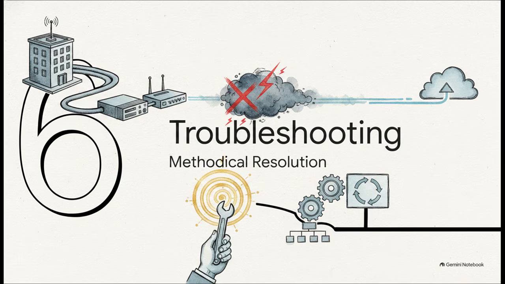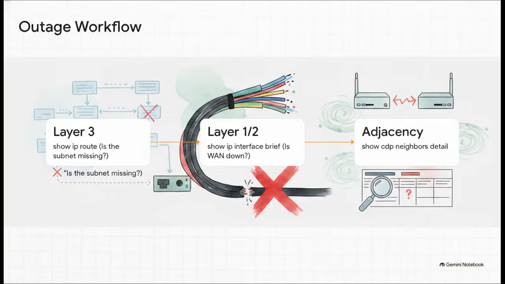Section 6. Troubleshooting and the golden sequence. Methodical outage resolution. Okay, the perfectly configured branch office suddenly goes dark. First rule, do not panic. Be methodical. Start at layer 3 with show ip route. Is the subnet entirely missing? If so, you've got a routing issue. If it's there, move to show ip interface brief. Is the WAN physically down? If the interface is up, run show cdp neighbors detail to check for layer 2 failures like cabling mismatches. Just narrow it down step by step.